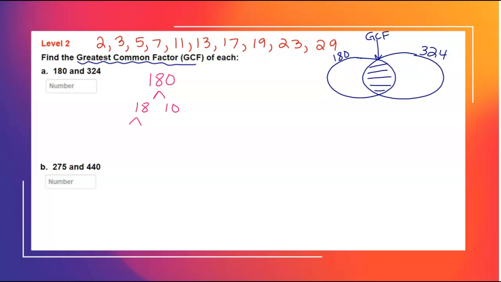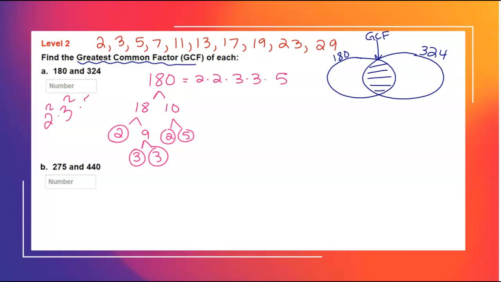So if I take 18 and divide by 2, I get 9. 2 is prime. 9 divided by 3 is 3. So 3 times 3 is 9. And 10 is not prime. That's 2 times 5. So 180 is 2 times 2 times 3 times 3 times 5, or 2 squared times 3 squared times 5. Throwing that out there. All right, let's do the same thing for 324.